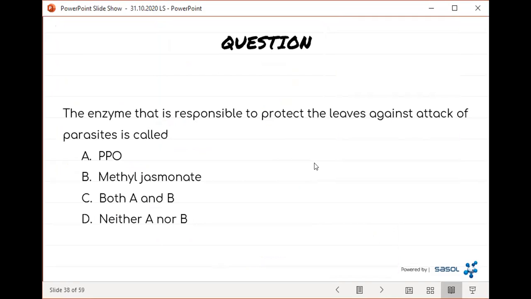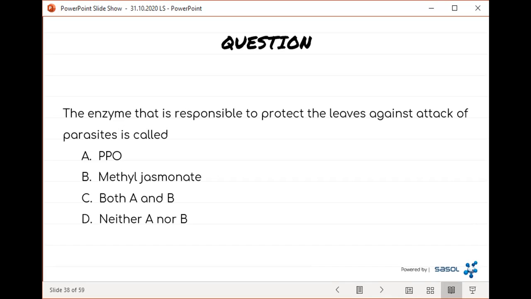Okay, question. The enzyme that is responsible to protect the leaves against the attack of parasites is called: A, PPO; B, methyl jasmonate; C, both A and B; or option D, neither A nor B?